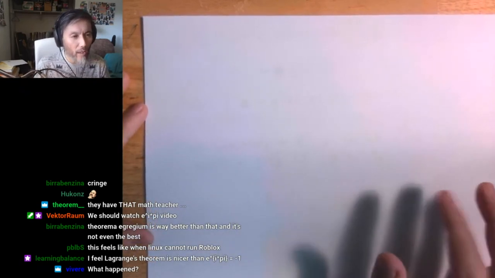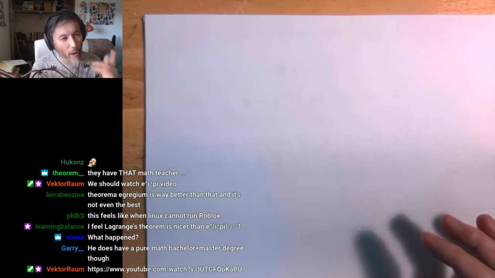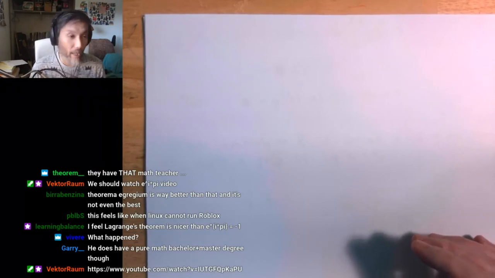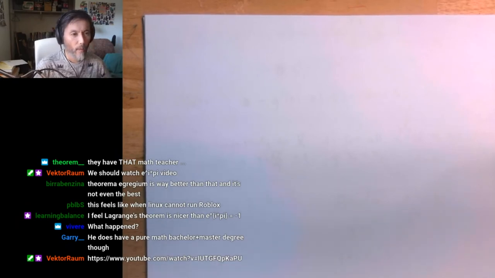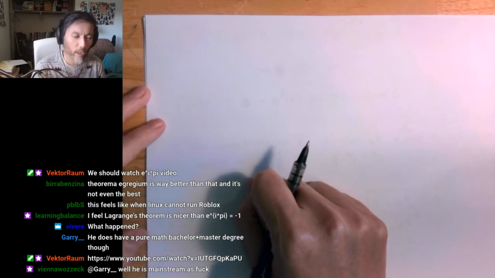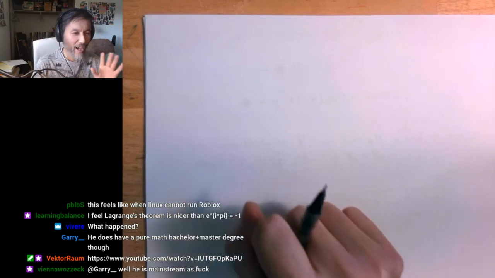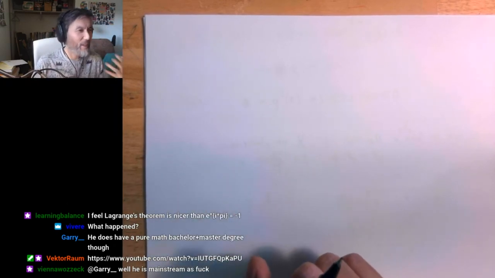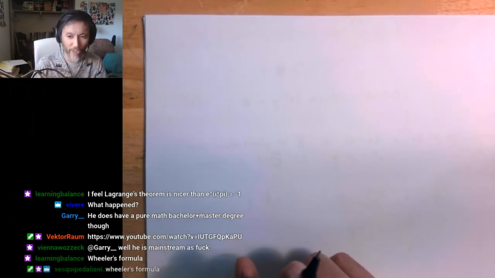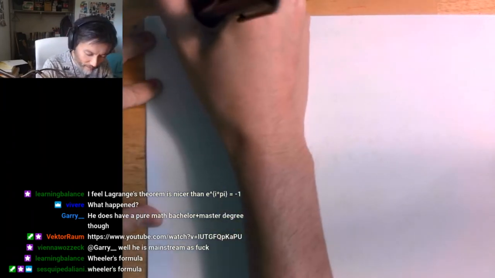But what is far more beautiful, in my opinion, than e to the i pi plus 1 equaling 0 is the thing which underlies it. It's called Euler's formula. The restraint I'm showing here is impressive. I hope you all are appreciative. Euler's formula.